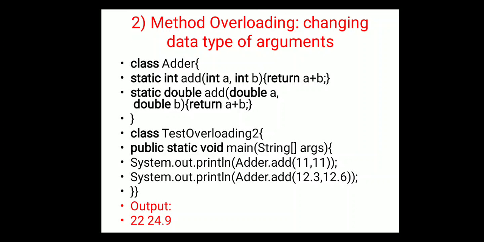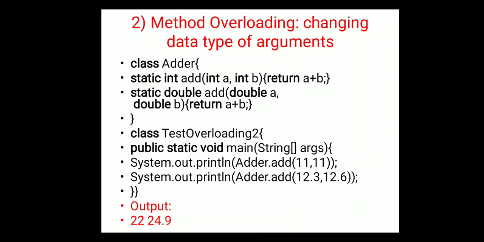Next, in the TestOverloading2 class, we are calling Adder.add of 11, 11. Immediately the first method of the Adder class will be called, because 11 is an integer and the other 11 is also an integer. So the method with two integers will be called. So the output of that particular call is 22, 11 plus 11.